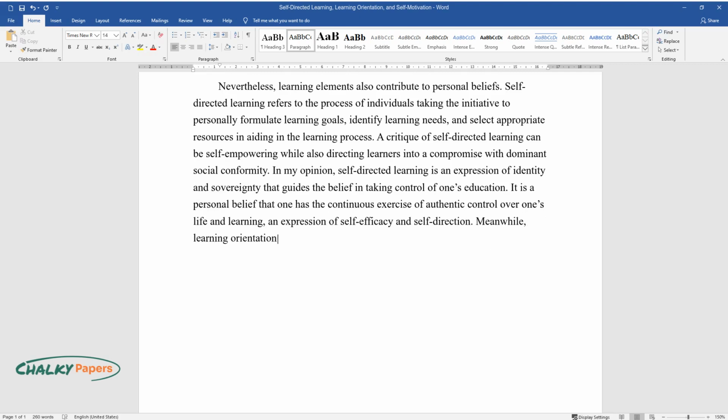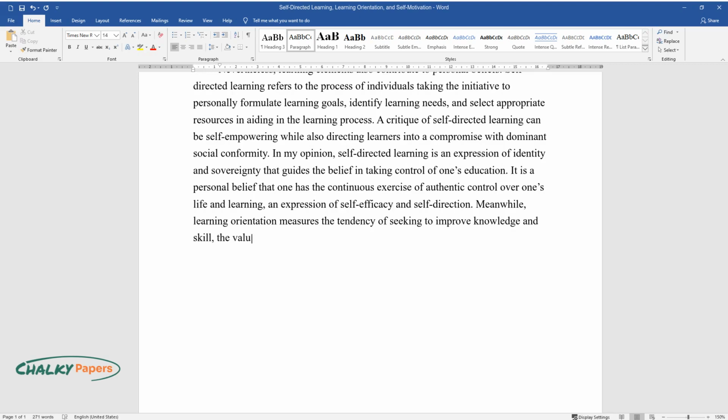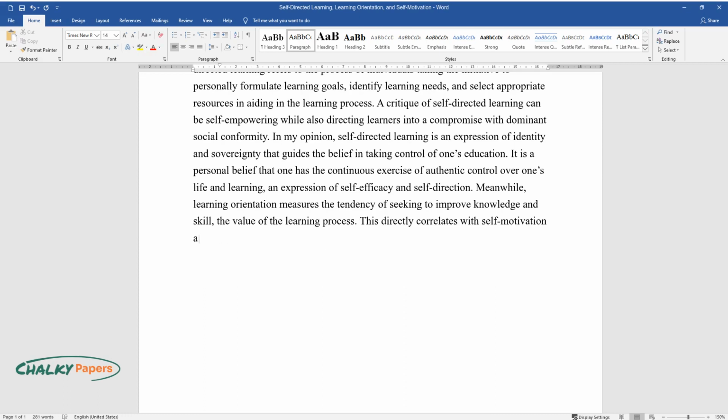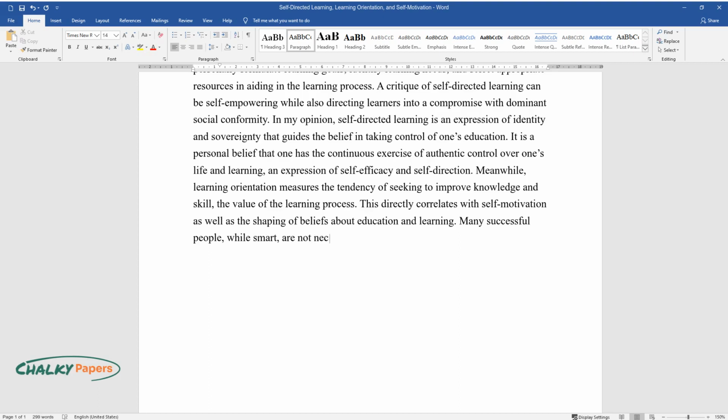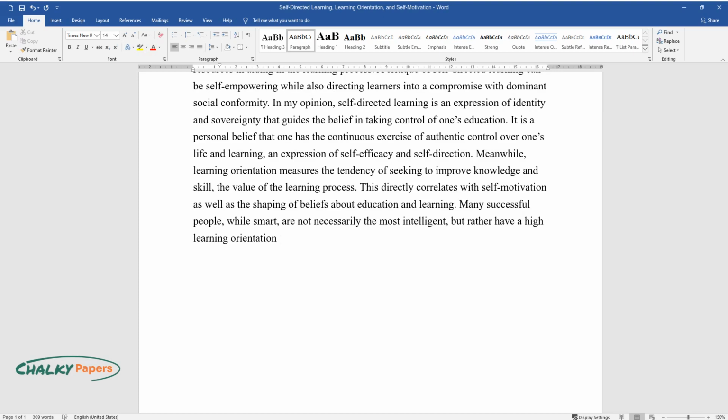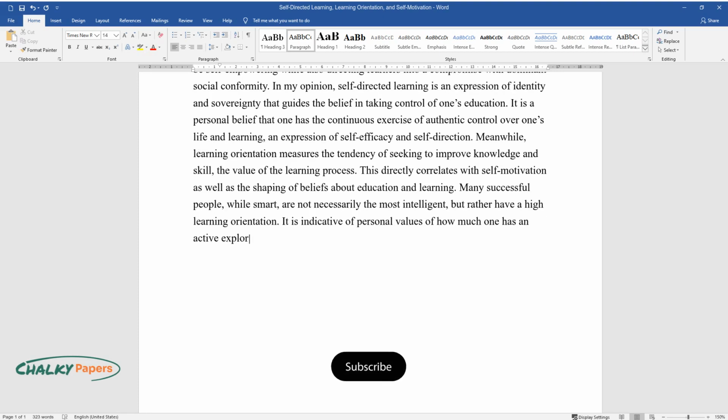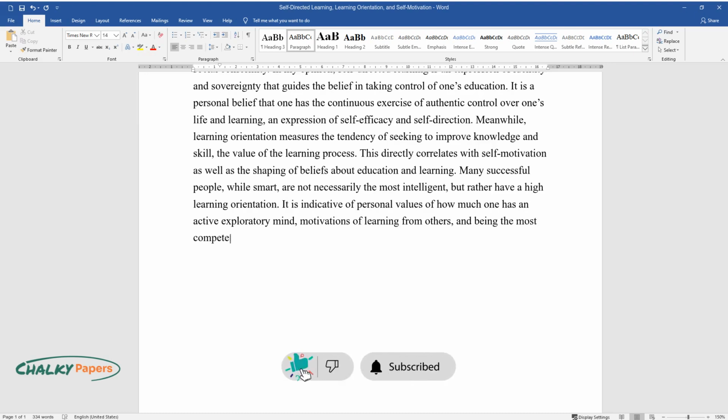Meanwhile, learning orientation measures the tendency of seeking to improve knowledge and skill, and the value of the learning process. This directly correlates with self-motivation as well as the shaping of beliefs about education and learning. Many successful people, while smart, are not necessarily the most intelligent, but rather have a high learning orientation. It is indicative of personal values of how much one has an active exploratory mind, motivations of learning from others, and being the most competent at whatever specialization or job one can have.